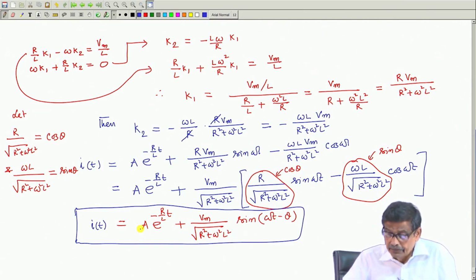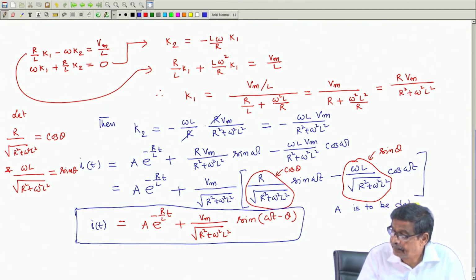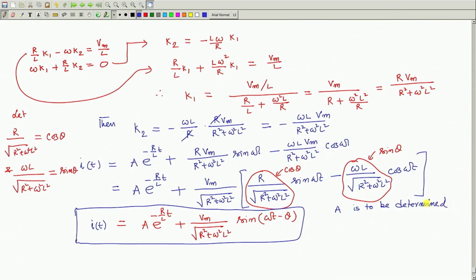Mind you, after you write down the total solution, then you apply the boundary condition. For example, A is to be determined from boundary conditions, which is given to be i(0 minus) equal to 0, that is equal to i(0). So, I put that and find out the constant here.